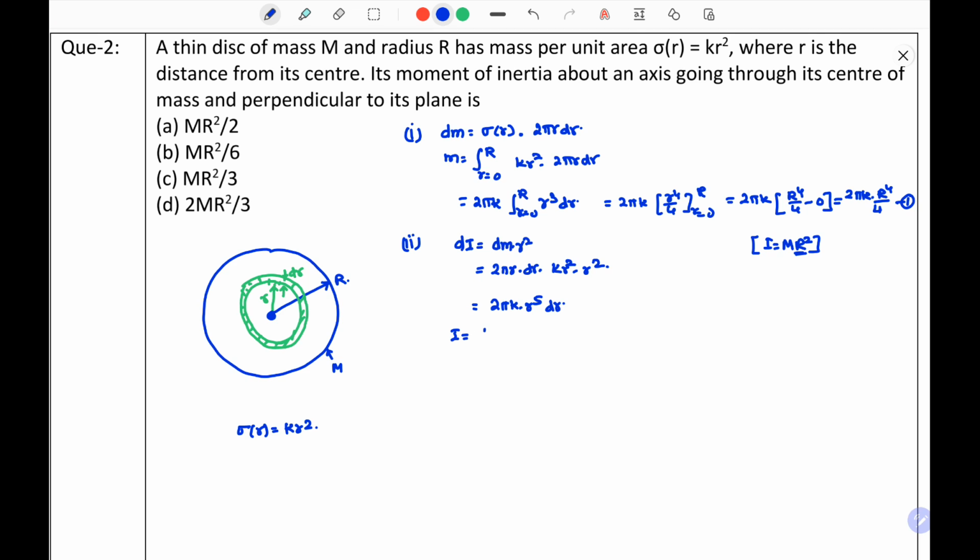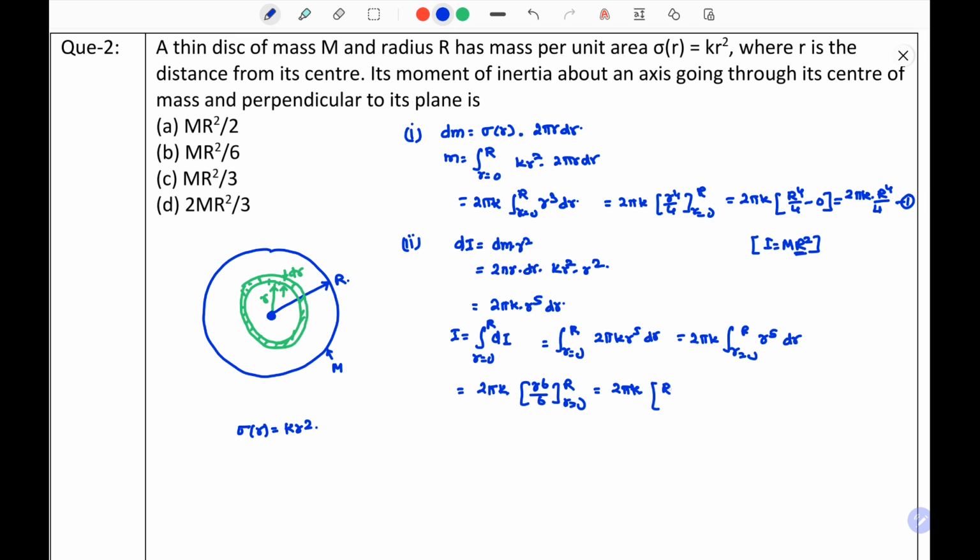So integrating this elementary moment of inertia from r equal to 0 to capital R, we will have the integral r equal to 0 to capital R of 2 pi k r raised to power 5 dr. 2 pi k is constant, so it is taken out of the integral, and the remaining will be r raised to power 5 dr. This r raised to power 5 on integration will give r raised to power 6 by 6 with limits from 0 to capital R. So this will give 2 pi k capital R raised to power 6 by 6 by substituting the upper limit, and then the lower limit, which is 0. So finally we will have 2 pi k into R raised to power 6 by 6. This is our equation number 2.